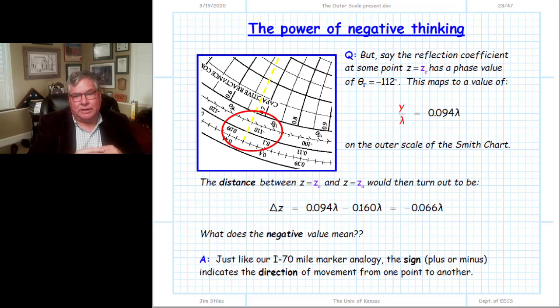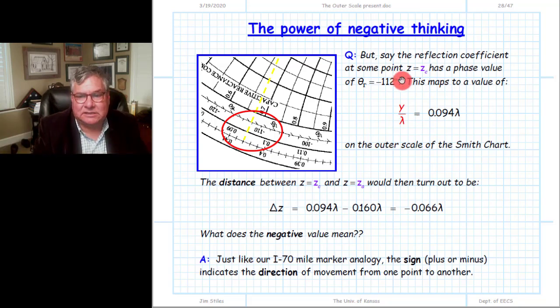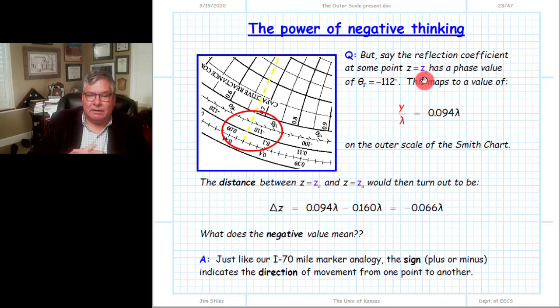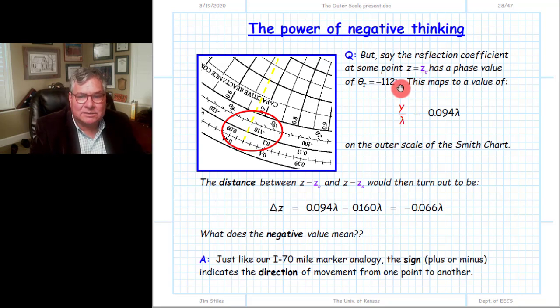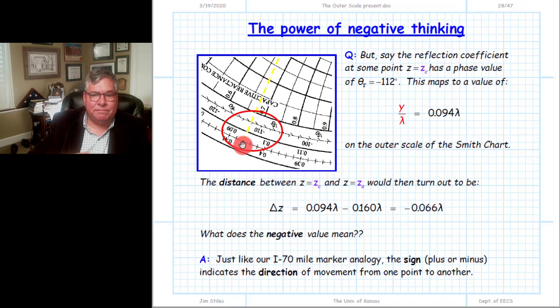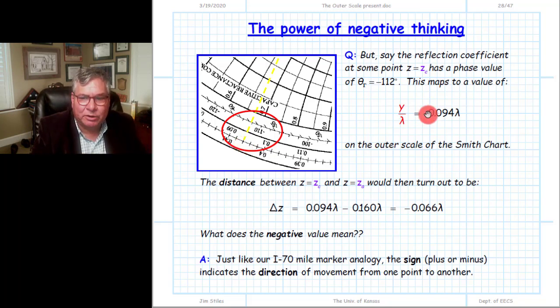Let's try a different point on our transmission line. We'll call this point ZC. Again, this is some number, could be any number. We find the reflection coefficient function, when evaluated at that point, has a phase of minus 112 degrees. If we look on our Smith chart, at the reflection coefficient phase of 112 degrees, it'd be right about here, and we find that corresponds to an electrical length value on our outer scale of wavelengths toward the load of approximately 0.094. Again, I should not have put lambda here.